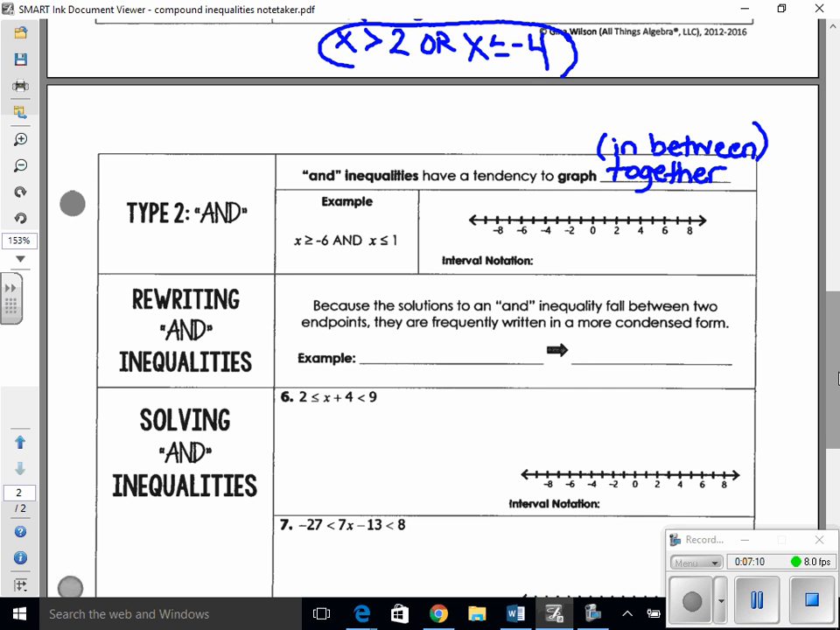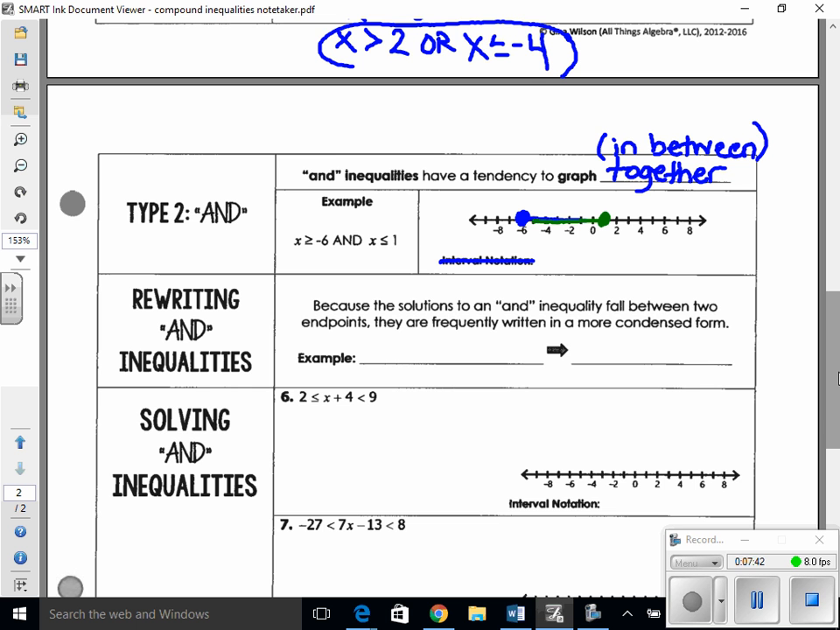So for example, x is greater than or equal to -6. Well, here's -6. And greater than would go to the right. Then x is less than or equal to 1. Here's the 1, again a shaded in circle, and less than or equal to 1. So you're going to notice that they are shaded in between those 2 numbers. Right? And again, we are not doing the interval notation piece, so don't worry about that.